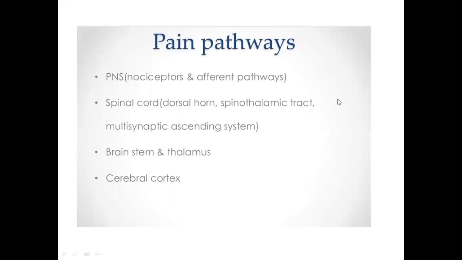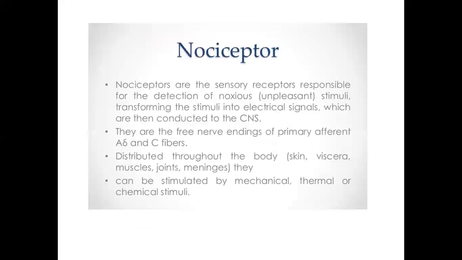The pain pathways: the PNS, nociceptor and afferent pathways, spinal cord, dorsal horn, spinothalamic tract, multisynaptic ascending system, brainstem and thalamus, and cerebral cortex. Nociceptors are the sensory receptors responsible for the detection of noxious stimuli, transforming the stimuli into electrical signals, which are then conducted to the CNS. They are the free nerve endings of primary afferent A delta and C fibers, distributed throughout the body: skin, viscera, muscle, joint, and meninges.